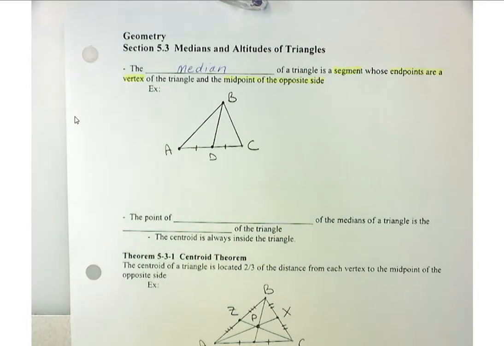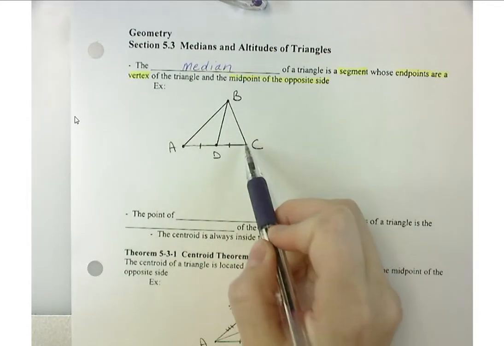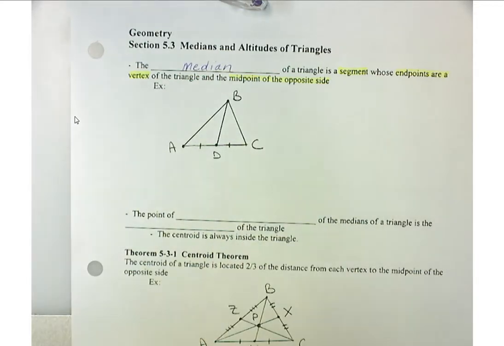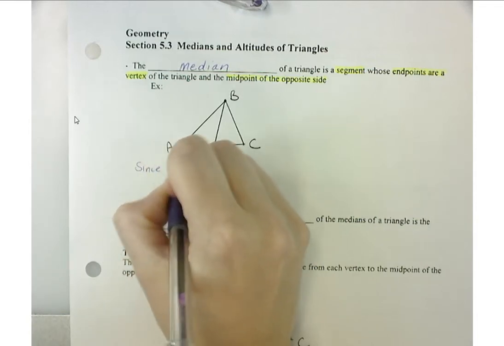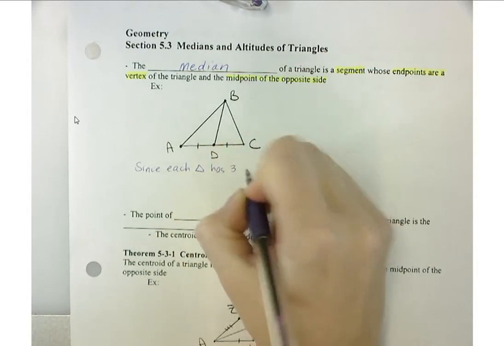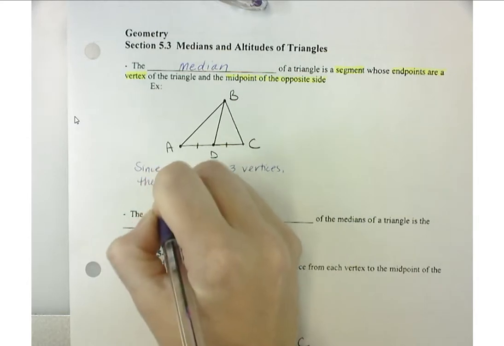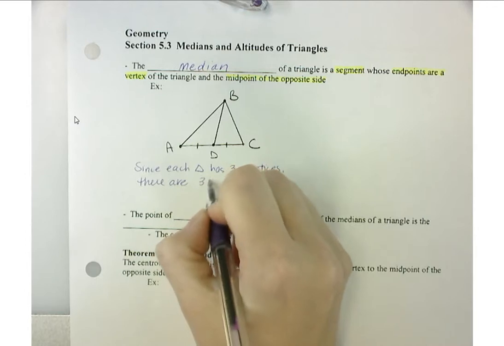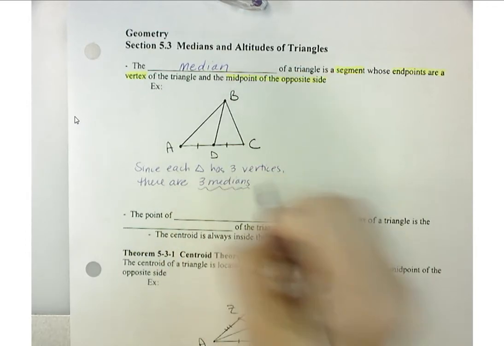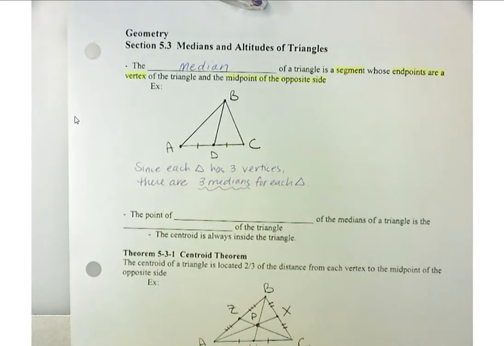We're actually going to draw a triangle that has all three of them. Because a median goes from the vertex, remember the vertex is where your two sides come together. So A, B, and C are the vertices of this triangle. Since each triangle has three vertices, there are three medians for each triangle. Pictured above is one median. We'll highlight that, and then like I said, we're going to draw another triangle and draw all of them.